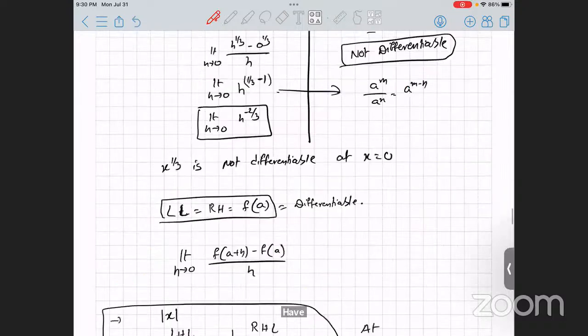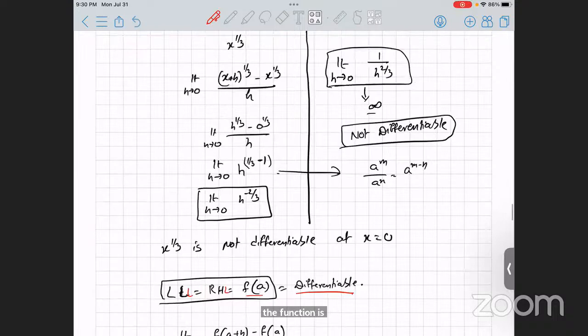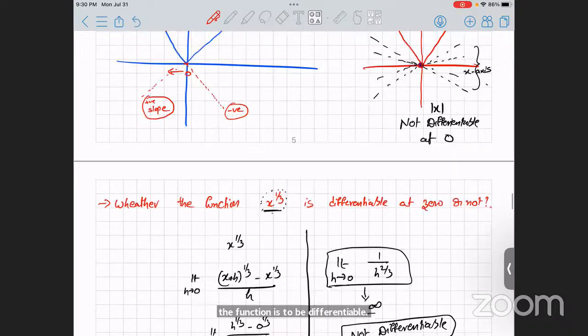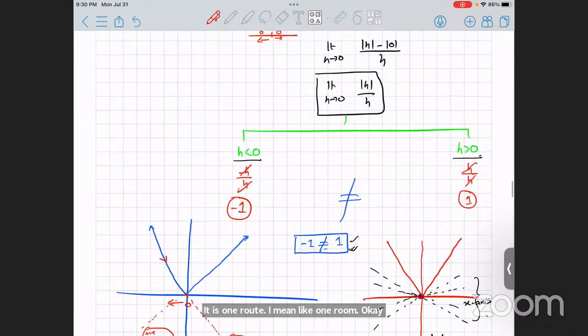Look, left hand limit equal to right hand limit is equal to f of a. Then the function is said to be differentiable. It is one rule. These are the rules, and they will write it in the form of points. That's all. Nothing more than that.